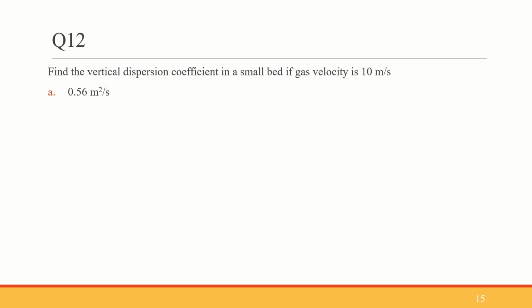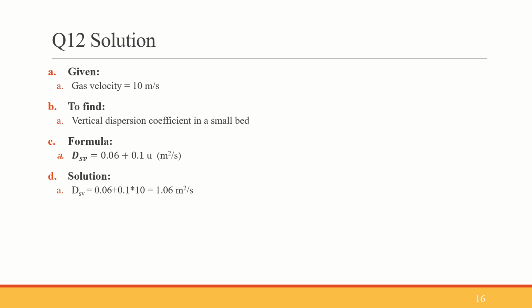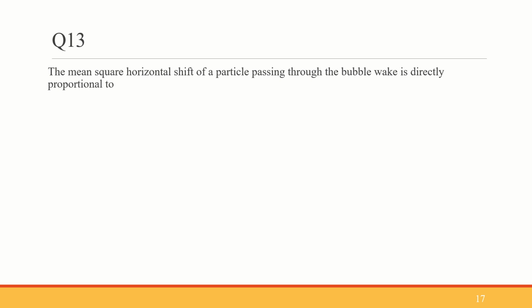And question 12 is about a problem where we are asked to find the vertical dispersion coefficient in a small bed if the gas velocity is given. So DSB is equal to 0.06 plus 0.1 into U. Here U is 10, so we get the value as 1.06 meter square per second. Vertical dispersion coefficient. The mean square horizontal shift of a particle passing through a bubble wake is proportional to the square of the effective diameter of the wake.